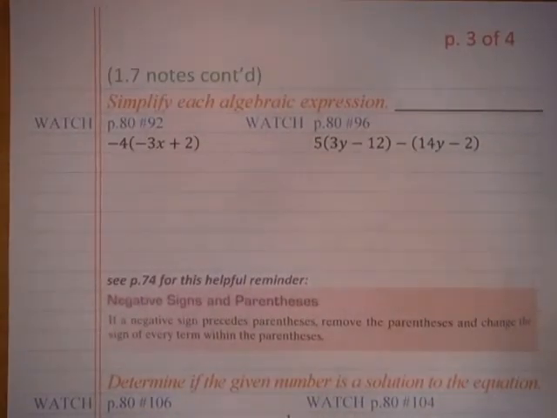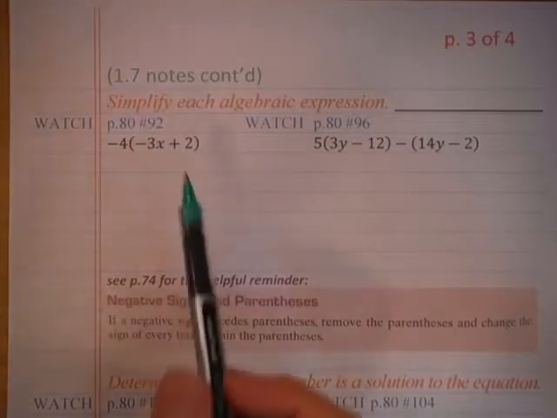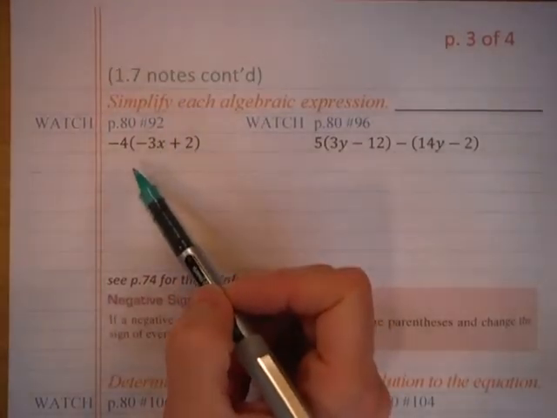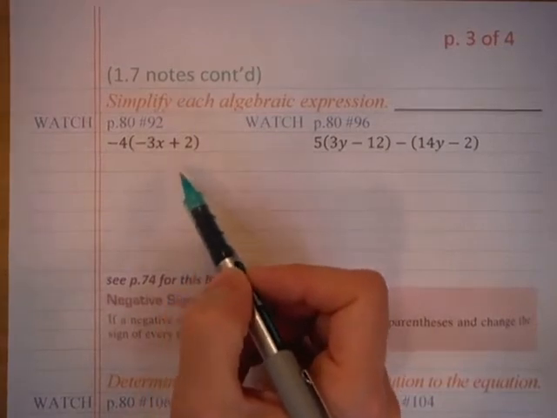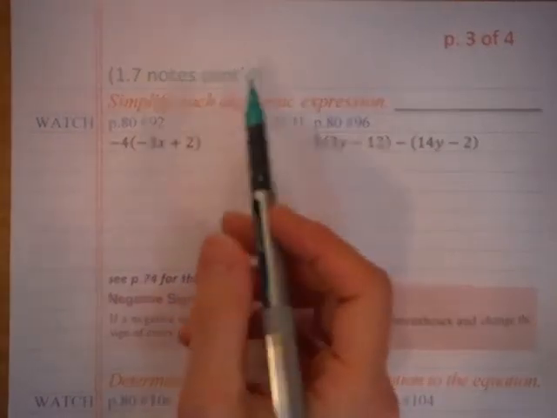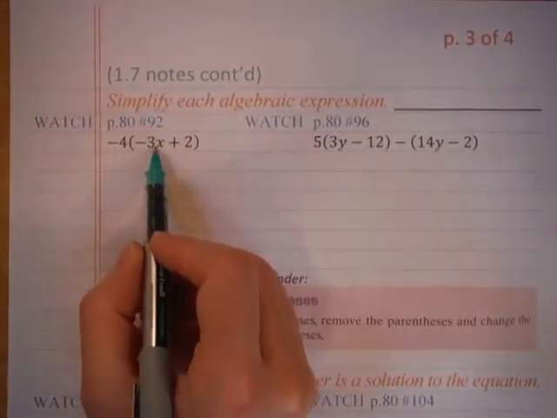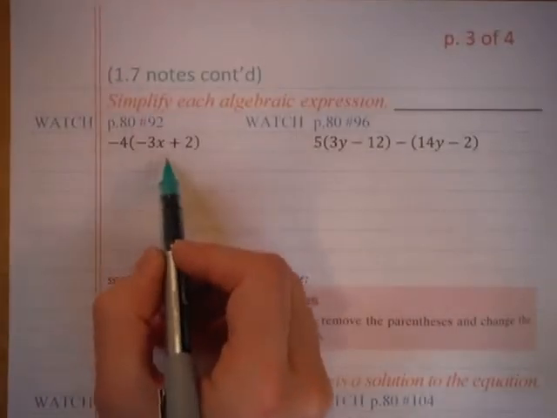At the top of page 3 for 1.7, we've been multiplying and dividing positive and negative numbers. It is time to bring in the algebra, bring in the variables. We're going to start with number 92 as an example. You've got negative 4 outside the parentheses, negative 3x plus 2. What's different about this is we've got a variable and we also have things going on inside the parentheses.